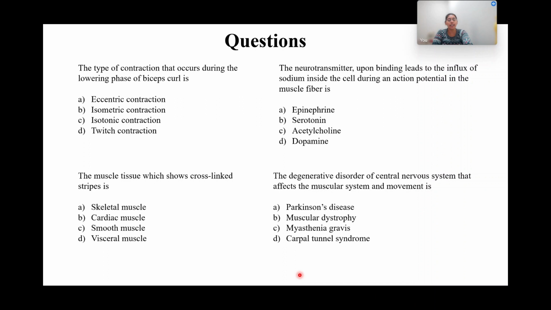The second, the neurotransmitter is acetylcholine. Third, cross-linking muscle tissue is the cardiac muscle. And fourth, Parkinson's disease, because muscular dystrophy, myasthenia gravis, and carpal tunnel syndrome are not degenerative CNS disorders. Myasthenia gravis and muscular dystrophy are different kinds. One of them has protein deficiency, the other is related to autoimmune disorders.